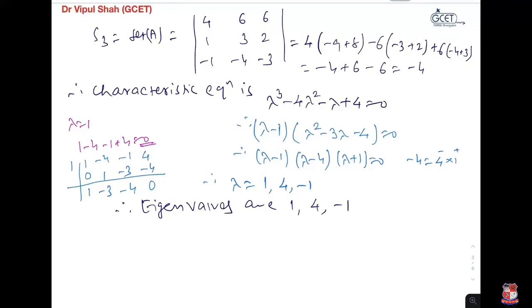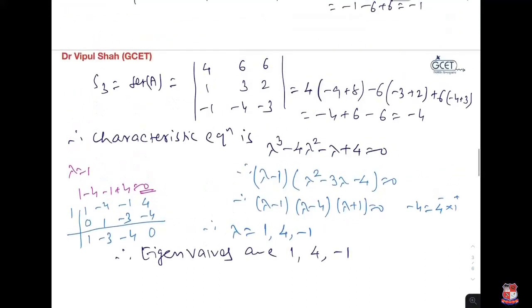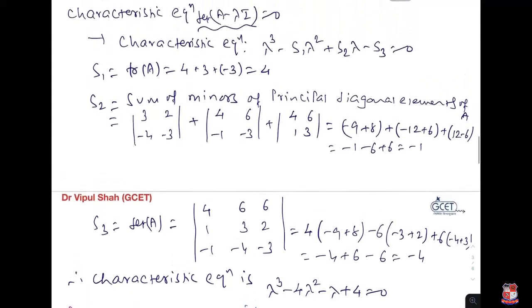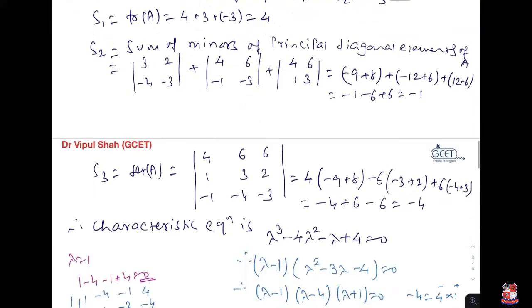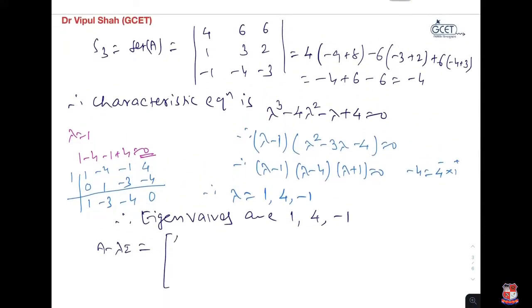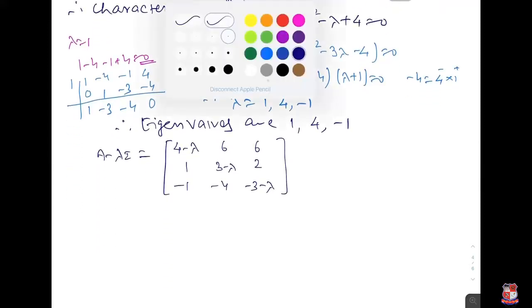Here you can verify your eigenvalues, like the product here is what? Product is minus 4, and product is same as determinant. So what is the determinant? Minus 4. Then the sum is the trace, sum of the eigenvalues is 4, and S1, what is trace? Trace is also 4. So that means our eigenvalues are correct. Now find eigenvectors for each eigenvalue. So what is A minus lambda I? So let us write here. So that is 4 minus lambda, 6, 6, 1, 3 minus lambda, 2, minus 1, minus 4, minus 3 minus lambda.